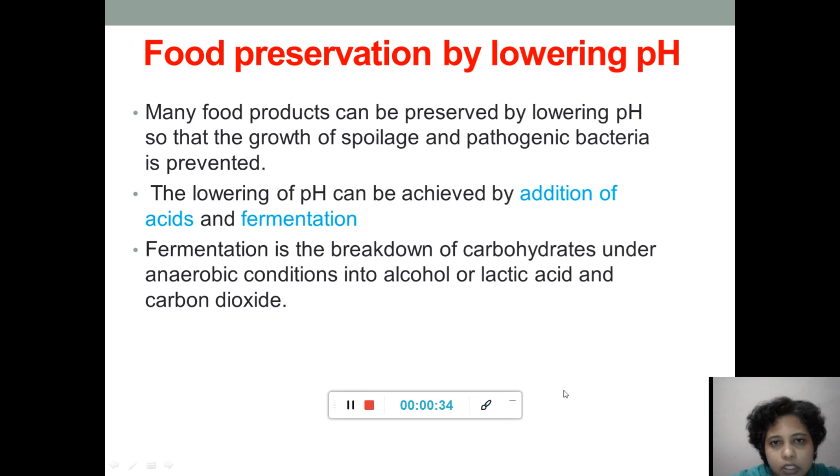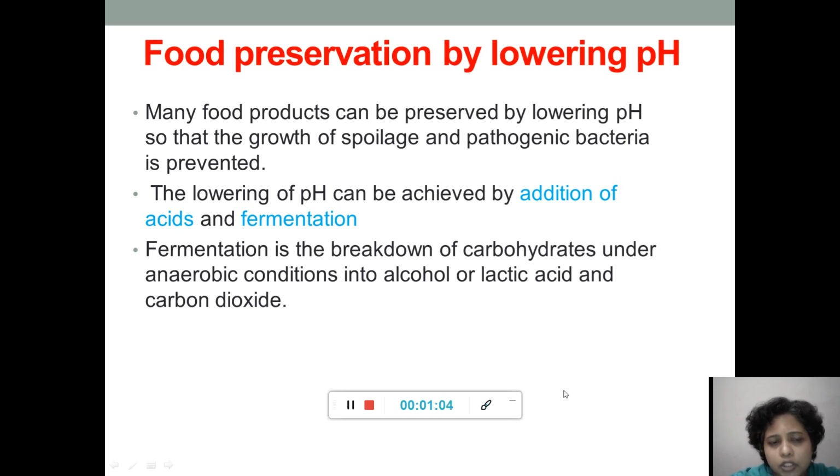So let's go into the details of this. The first strategy is by lowering the pH of the food. Now many of the foods can be preserved by lowering the pH. By lowering the pH, what happens? The spoilage as well as the pathogenic bacteria growth is prevented. And this pH reduction can be achieved by two main methods. One is by the addition of acids and the second one is the process of fermentation.